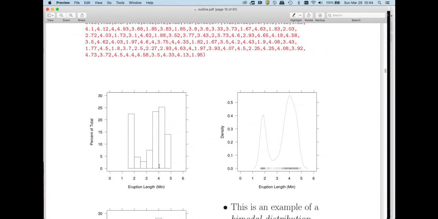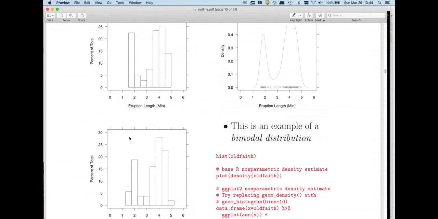So why do I conclude that? Well, the area of this local mode is substantially greater than the area of this mode. So if I were to go to Yellowstone National Park and witness one eruption, chances are it would be a long one, but there's a substantial probability that it would also be a short one.